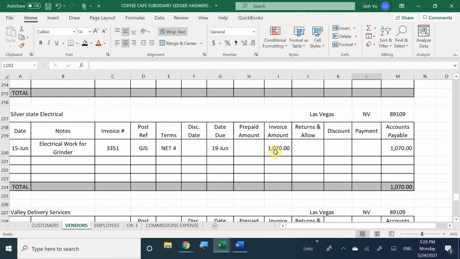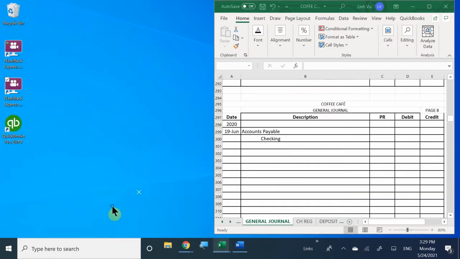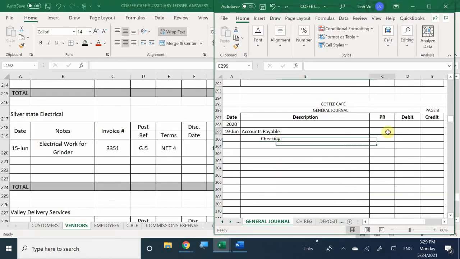All right. Now that we know that, we are going to write out for the 1,070, right? No discounts included, because it's just net 4. Subcontractor workers don't give you discounts. So the full amount is 1,070. We're going to journalize this for the amount of 1,070.